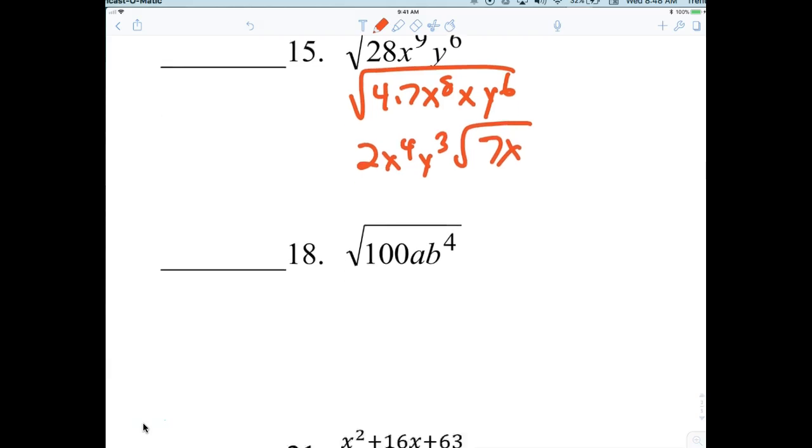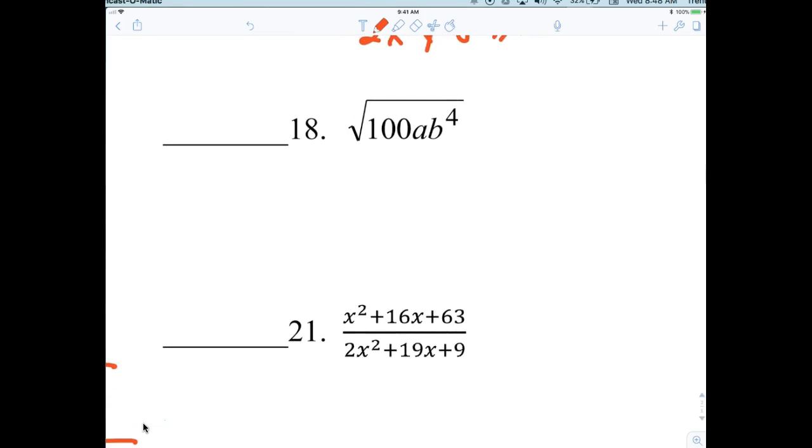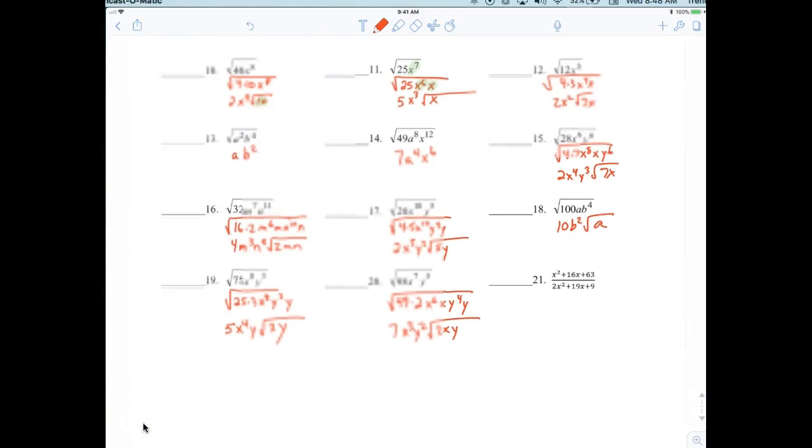Now, on number 18, can I break A down? No. So the answer for 18 was 10a squared radical x squared. Wait, you just. Oh, sorry. I know that. Come on, Maggie. All right, cross out 21.